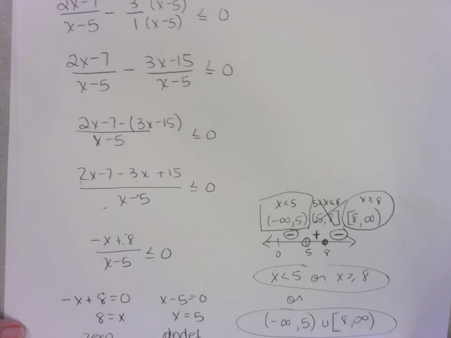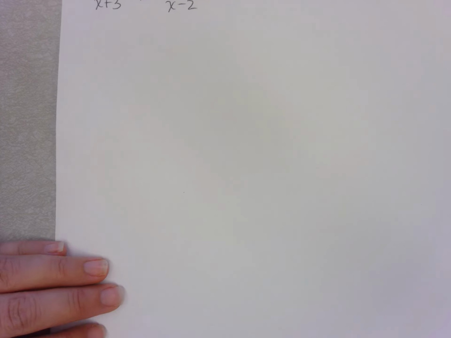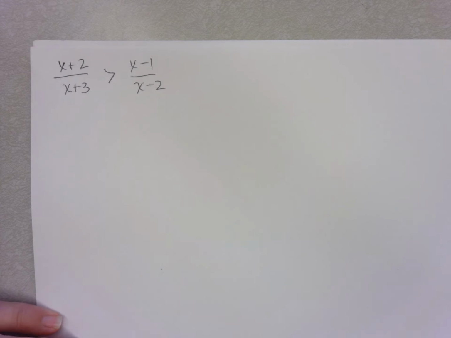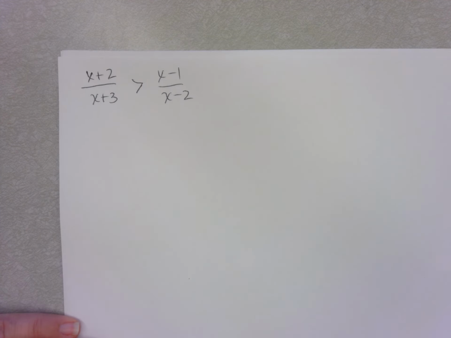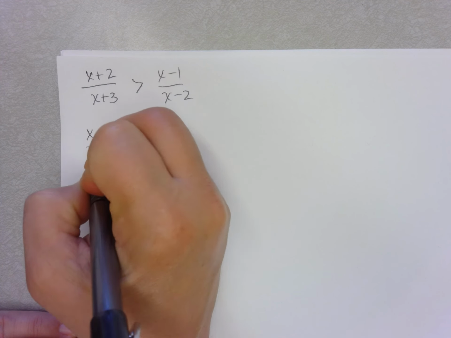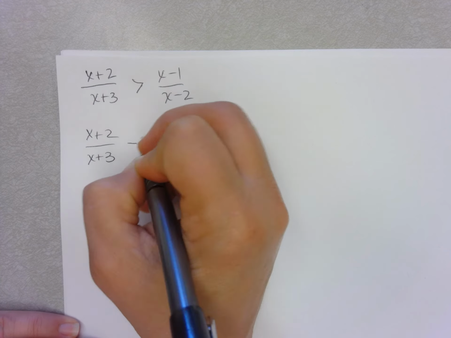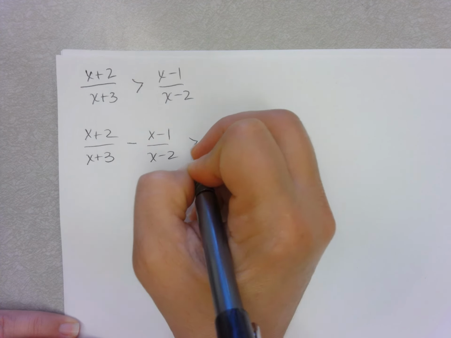All right, so let's do another example. We're going to go about it the same way. This time our rational inequality is made from 2 rational terms. Okay, so the first thing that I want to do is make 0 on one side. So let's do that first. I have x plus 2 over x plus 3, and now this will be minus over here. X minus 1 over x minus 2 is greater than 0.